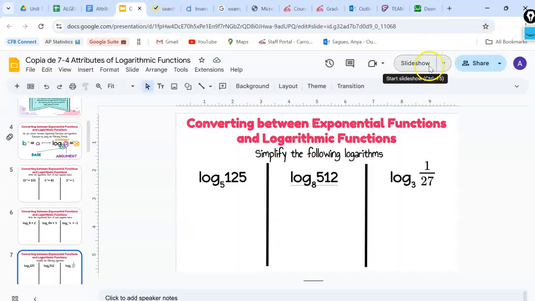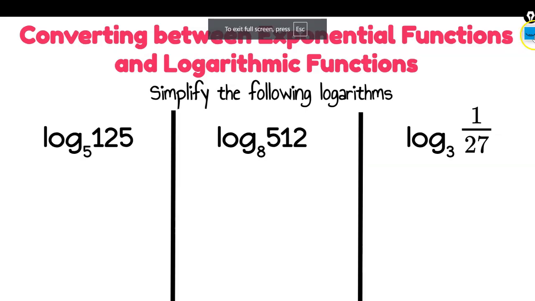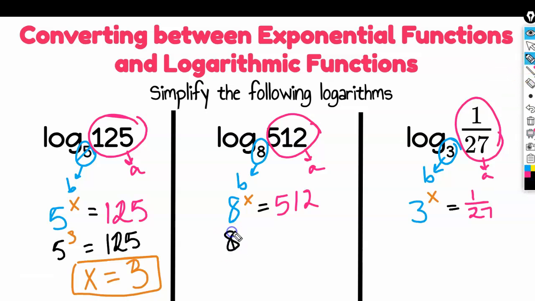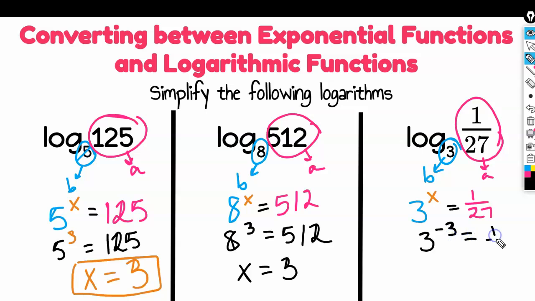So when I go back to what my answers should be, I know that for the second problem, 8 to the third power gives me 512. So x equals 3. And then for this problem, 3 to the negative 3 gives me 1 over 27. So my answer should be that x equals negative 3.